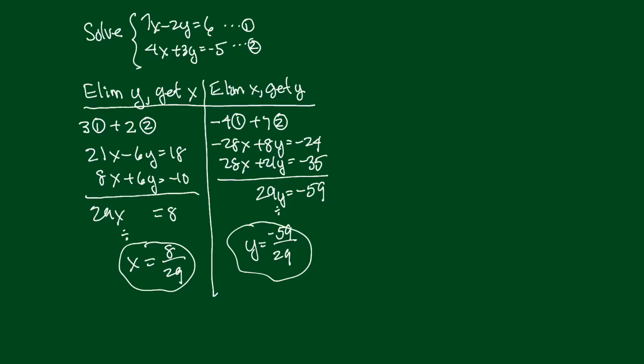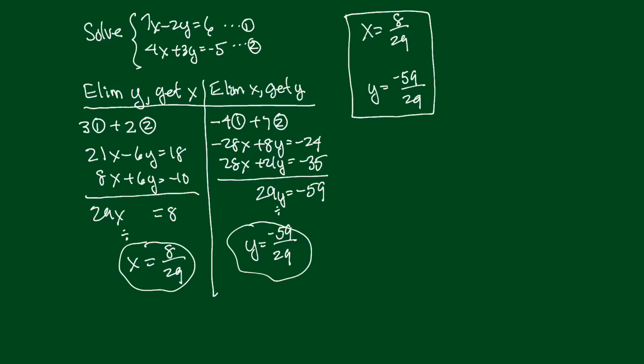And I'm just going to write this up here and summarize it. X is 8 over 29. Y is equal to negative 59 over 29. There we go. And if we were to graph these two lines, they're first degree, so linear equations. If we were to graph these two lines, they would intersect.